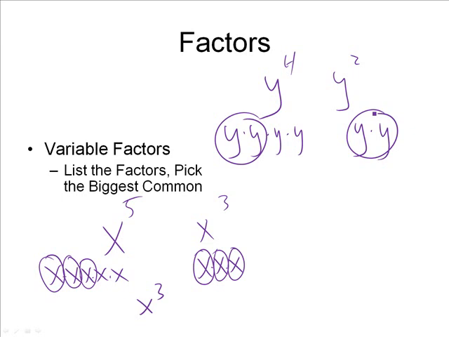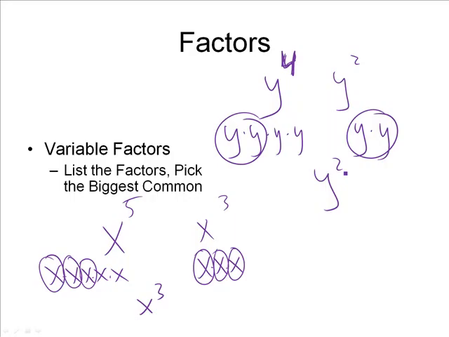You may begin to start noticing a pattern here. The pattern being that the greatest common factor in this case was y squared, and over here was x cubed. The greatest common factor is always the same as the smallest variable, the smallest exponent.